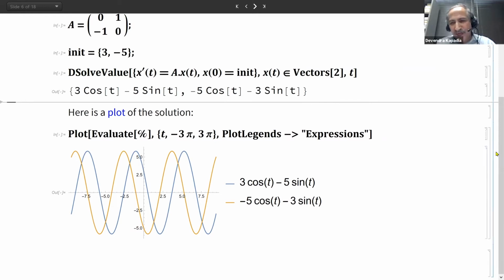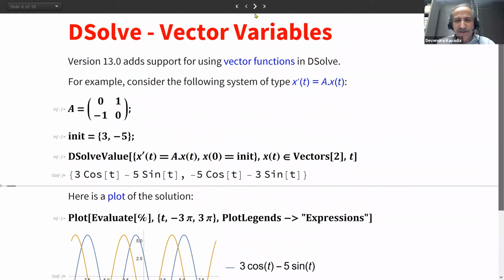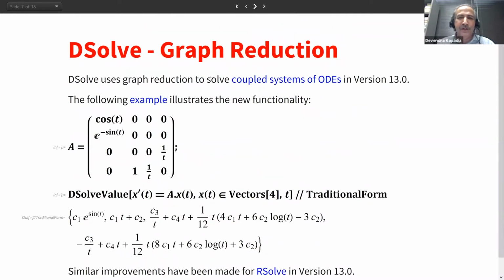Now, once you have this kind of machinery for vector variables, it's very easy to understand the next improvement, which is graph reduction. So in earlier releases, we had trouble with these so-called coupled systems. The problem was that we just couldn't see the relationship between them, and people complained to us basically on Stack Exchange, etc. And we now have a nice way of doing this.